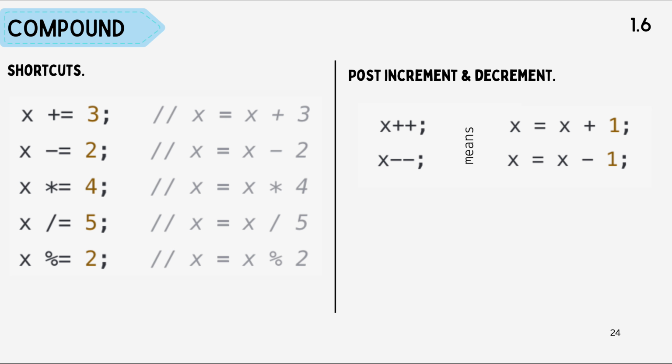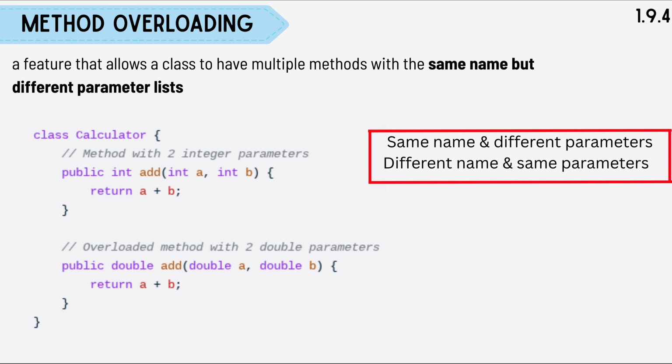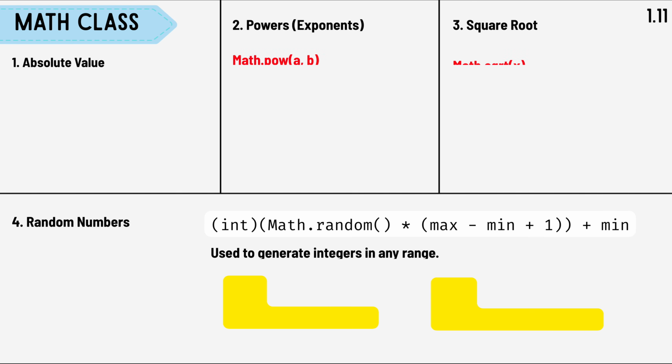Next is compound. There are shortcuts. So x plus equals 3 basically means x is equal to x plus 3. So itself plus 3, itself minus 2, itself times 4, itself divided by 5, itself modulo 2, like that. And this is increment and decrement. This is mostly used in loops like the for loops. I will come back to that.